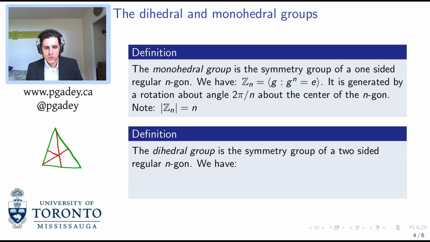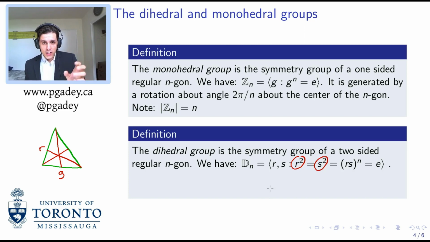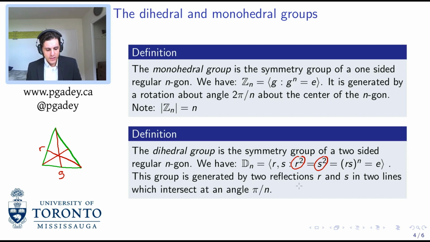Right, so this would have symmetry of dihedral type, and we can generate this by using two reflections. If we take a reflection R and a reflection S, then R squared is the identity, S squared is the identity, and those are going to generate a rotation about the center of the triangle in two lines R and S, which intersect at an angle of pi by n. Right, so this is going to have dihedral symmetry.